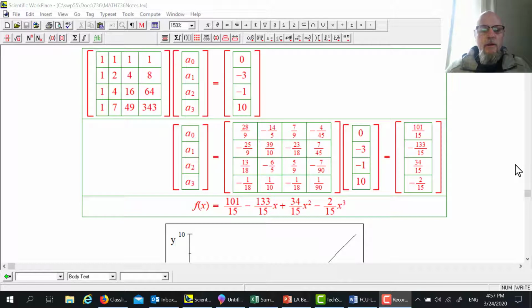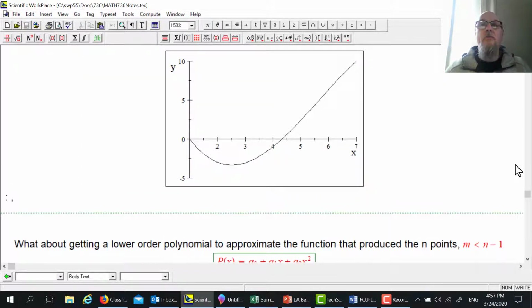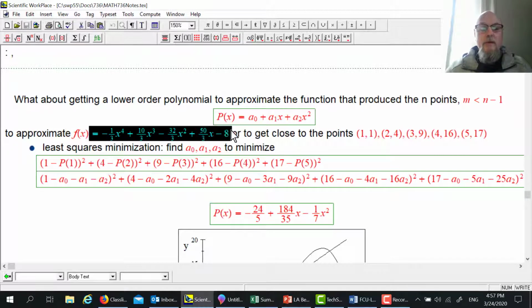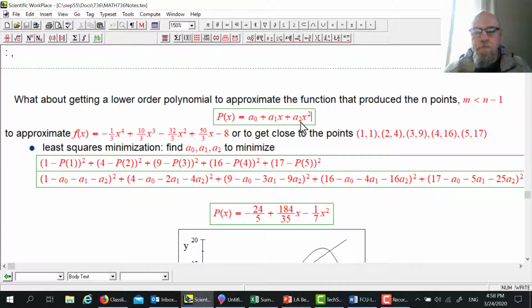Now we're going to concentrate on getting a simpler, lesser order polynomial. So we want a lower order polynomial that approximates the points. Say we want to approximate this polynomial that we made in the last video with this cubic. No, with this quadratic. It's an x squared. Basically, you need to find these three constants, a0, a1, and a2.